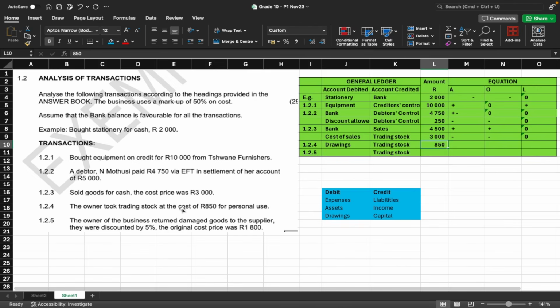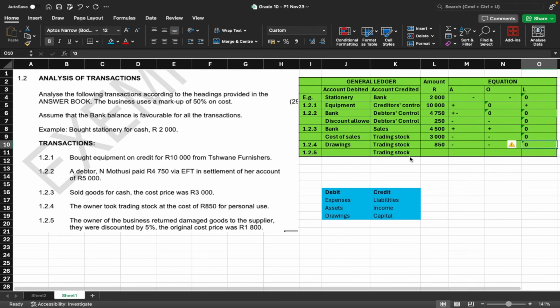Well, we're told the cost price was 850, so we have to record it at 850. I hope it's making sense. And since my trading stock is an asset and it's going down, I'm going to put it as a negative under assets. And since my drawings is an owner's equity account and it's reducing my owner's equity, by the way, then I have to put owner's equity as a negative, and my liabilities is not affected there.